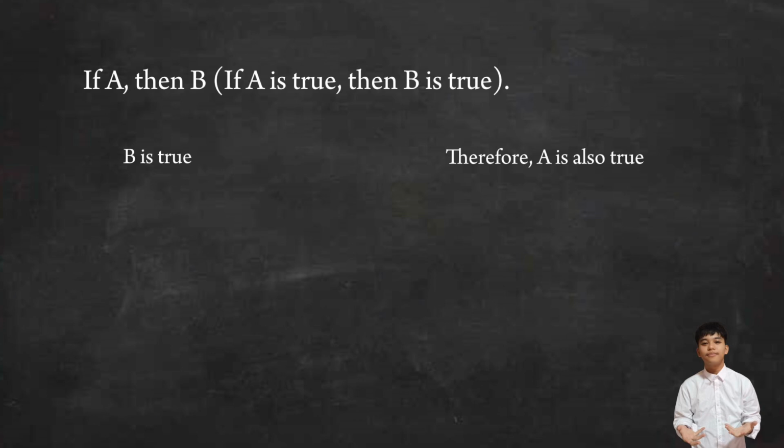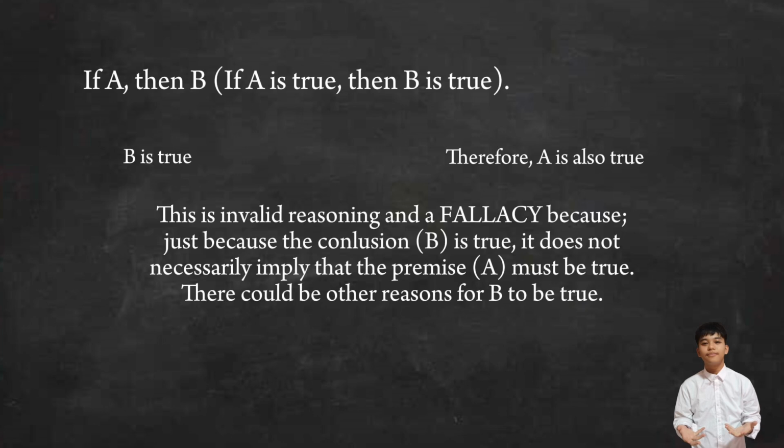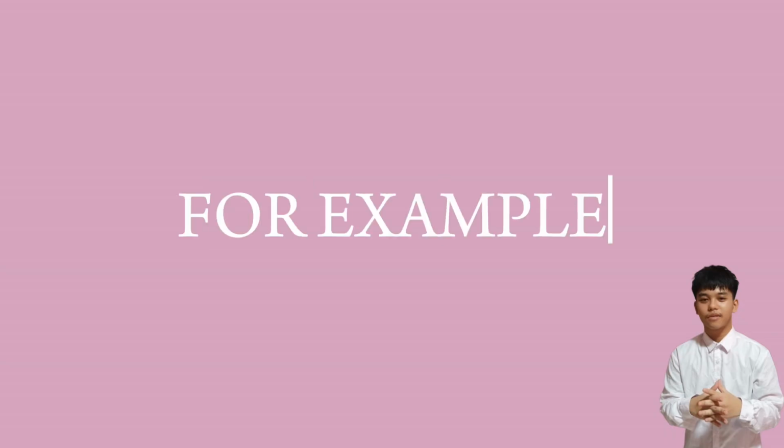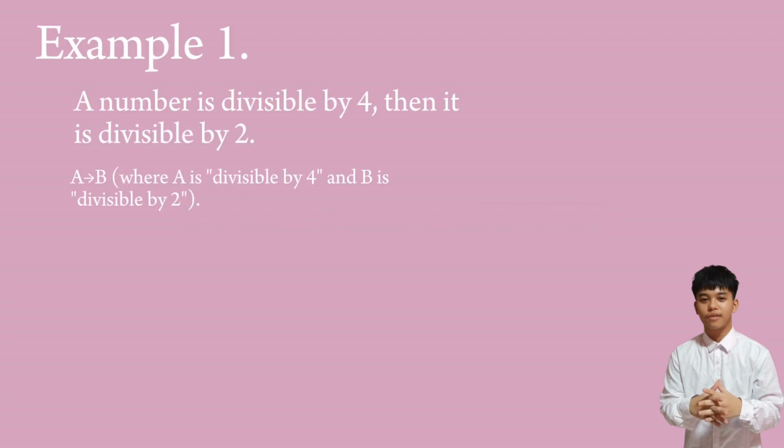This is invalid reasoning and a fallacy because just because the conclusion of B is true, it does not necessarily imply that the premise of A must be true. There could be other reasons for B to be true. So, for example, if a number is divisible by 4, then it is divisible by 2.